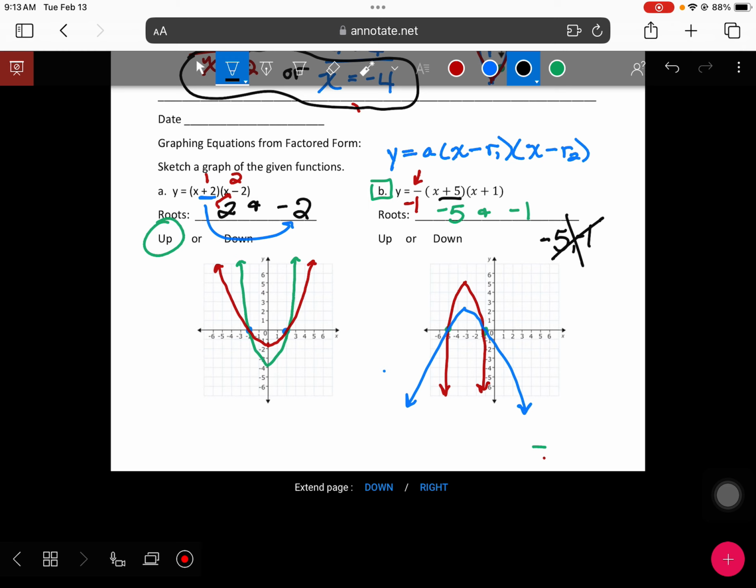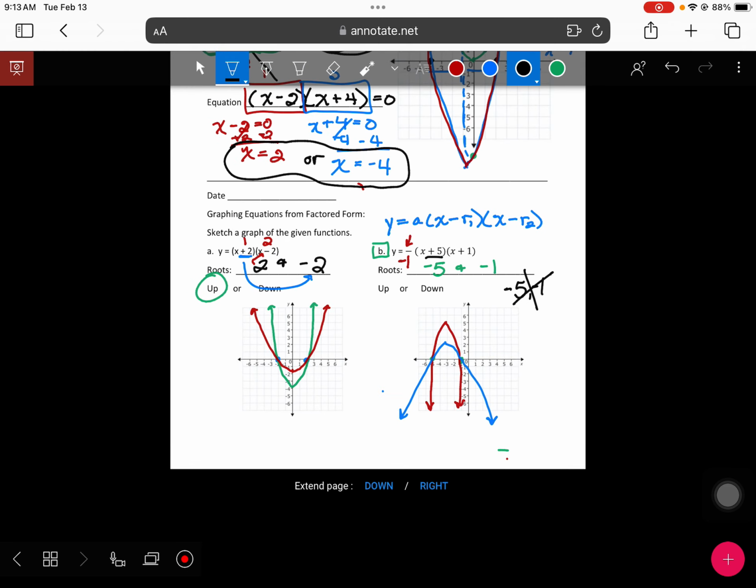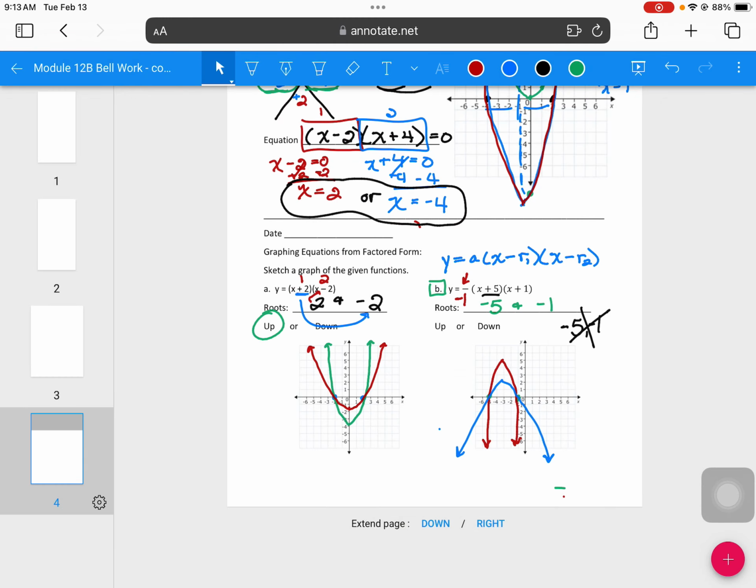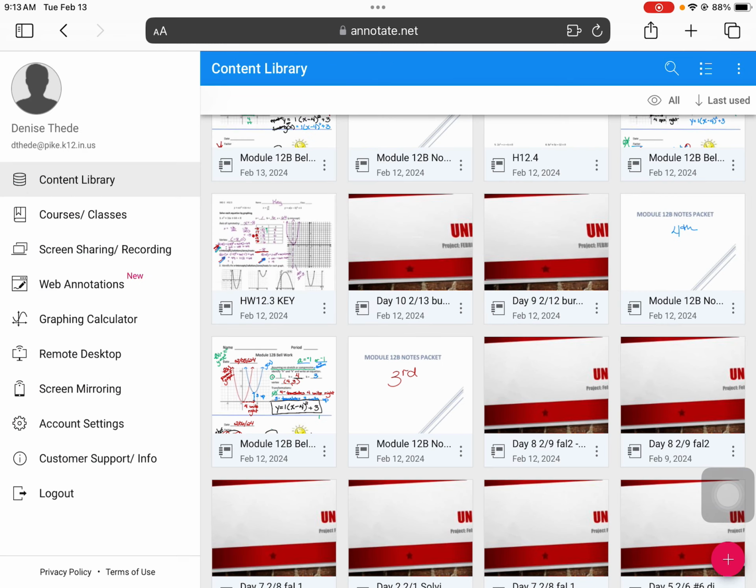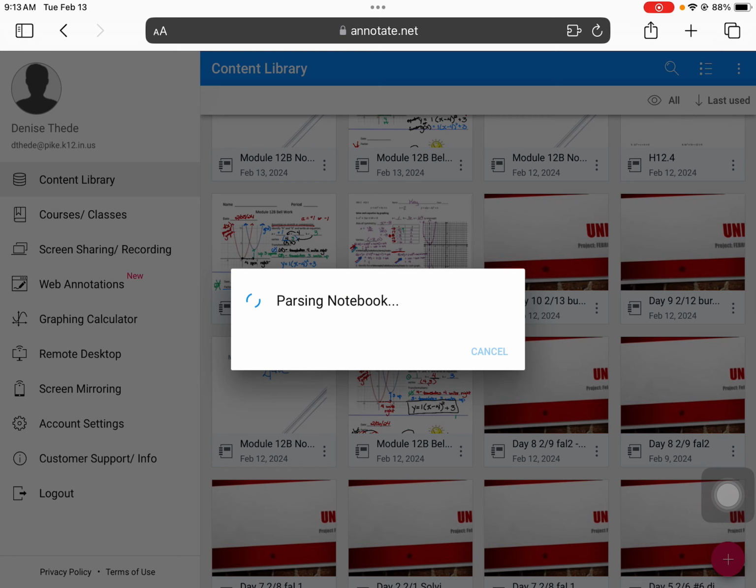All right, let's put that to the side, and let us go to our notes. At the end of class on your way out, hopefully you got 12-4 done. Make sure you put that in my green bin. Let's go to the notes. This is 3rd period.